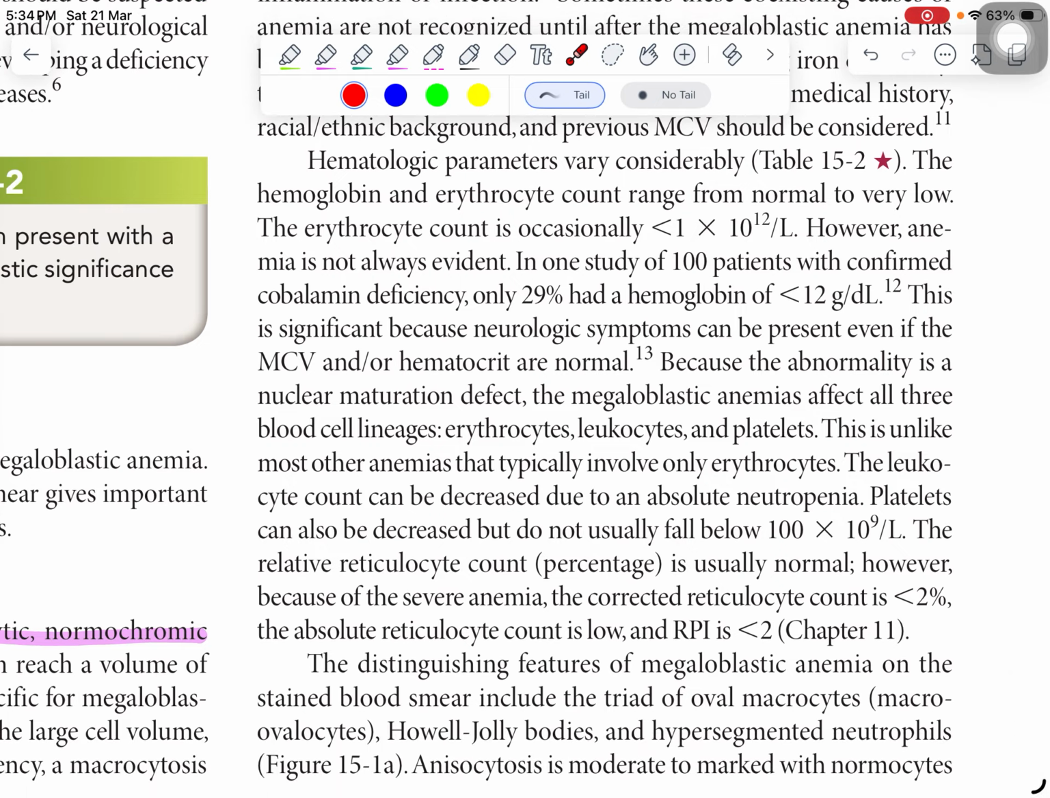Hematologic parameters vary considerably. The hemoglobin and erythrocyte count range from normal to very low. The erythrocyte count is occasionally less than 1 x 10^12 per liter. However, anemia is not always evident. In one study of 100 patients with confirmed cobalamin deficiency, only 29% had a hemoglobin less than 12 grams. This is significant because the neurological symptoms can be present even if the MCV and hematocrit are normal.